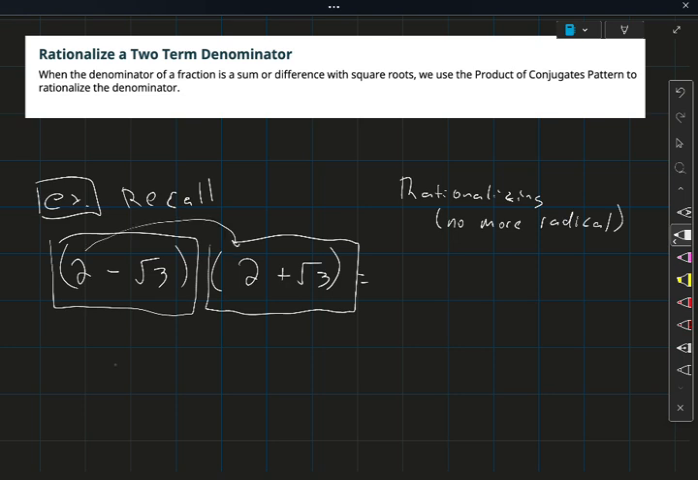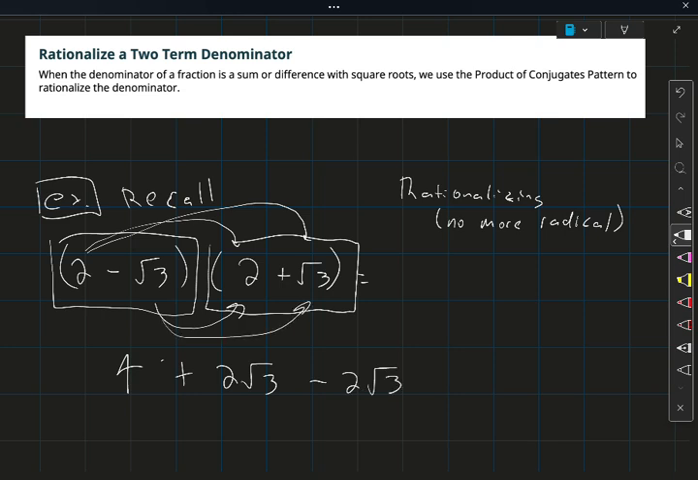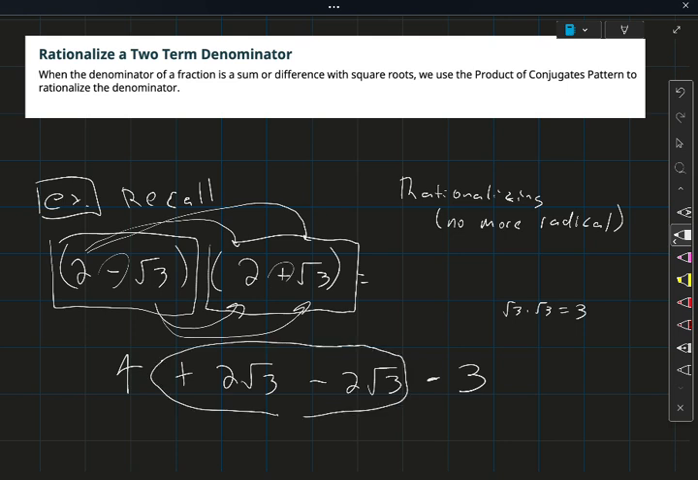We have 2 times 2 is 4. We have 2 times root 3 right there, which is going to be 2 root 3. We have negative root 3 times 2 is going to be negative 2 root 3. And negative root 3 times positive root 3 is just going to be minus regular old 3. Okay, remember root 3 times root 3 is regular old 3. And that's a negative times a positive, so it'll be a negative. And then we simplify over here. 2 root 3 minus 2 root 3 cancels out, so we have 4 minus 3, which is 1.